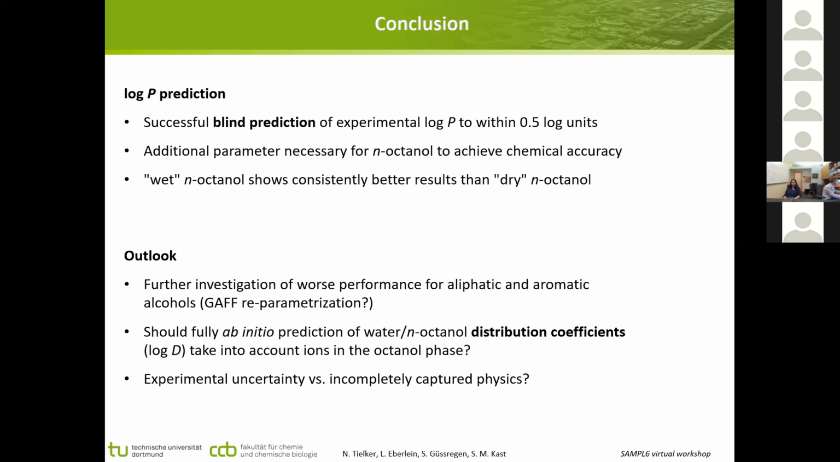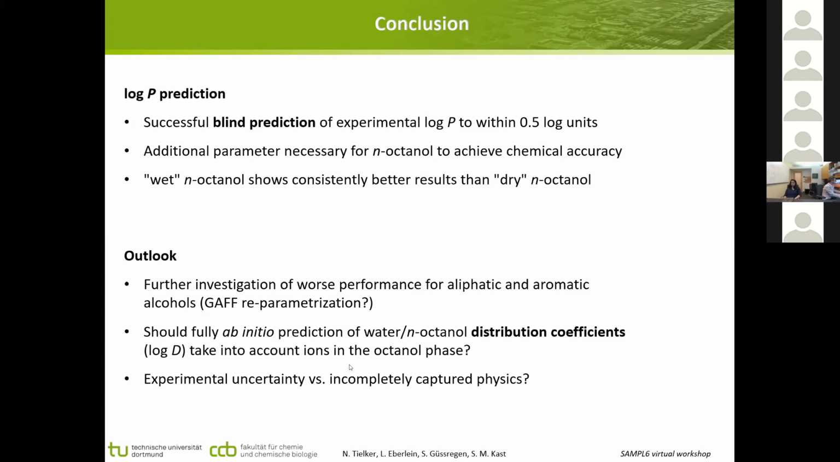And of course, the SAMPL6 workshop is always to learn more. So the first thing, obviously, we have to find out what is the issue here. Maybe we even have to go as far as to no longer use the GAFF parameters for our 3D RISM calculations, because GAFF was not really made for 3D RISM. Maybe we have to use that as a starting point to parameterize our own force field, which would be possible, just somewhat time consuming. When we go further, as was already mentioned, towards distribution coefficients, we also have to take into account ions in the octanol phase. That is another challenge that we would have to tackle once the challenge starts.